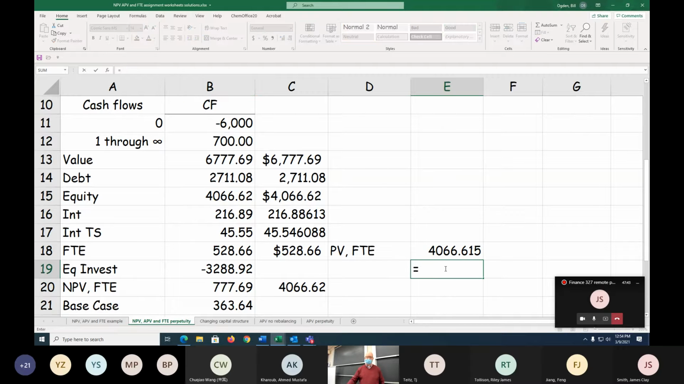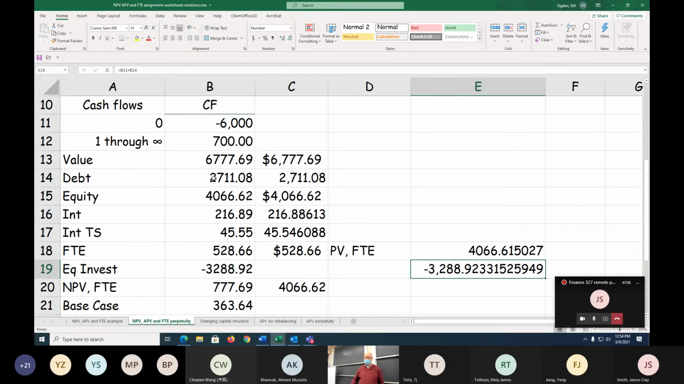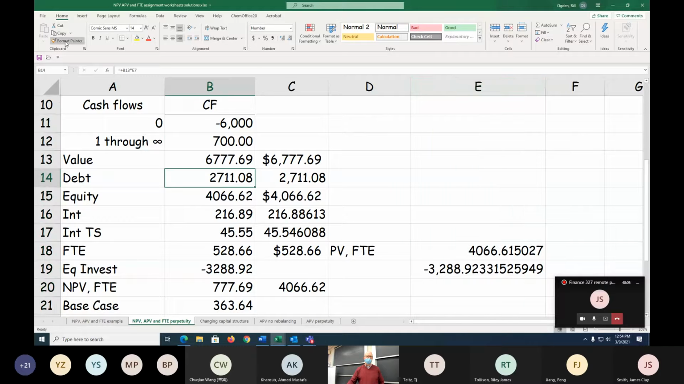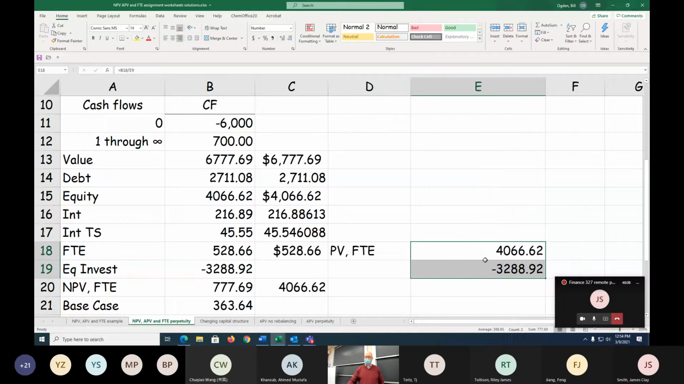Anyway, so let's take out the equity investment. So the shareholder has to make up the difference between the cost of the investment and the amount borrowed against it. So it's going to cost $6,000. We'll borrow against it 2,711. Shareholder will put it. Oh, look at that. Okay, so the shareholder will fund 3288.